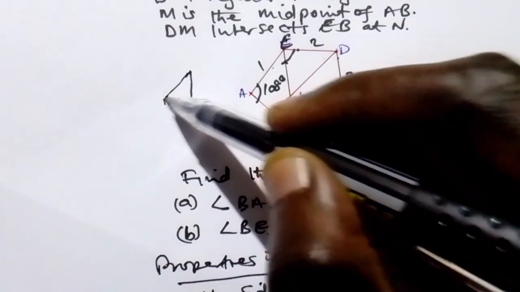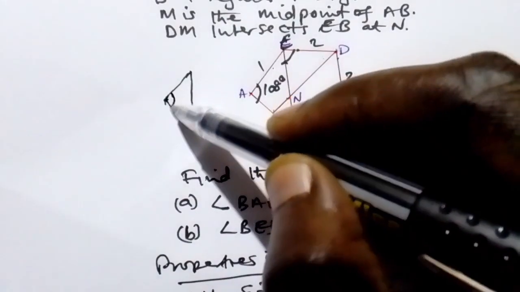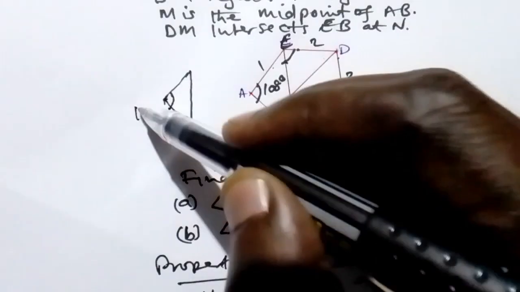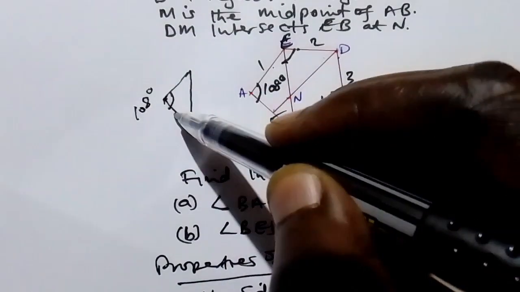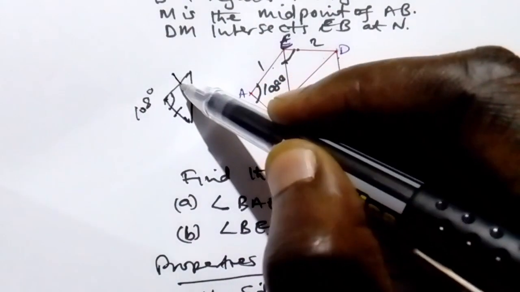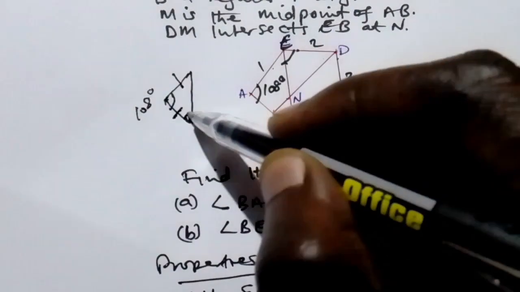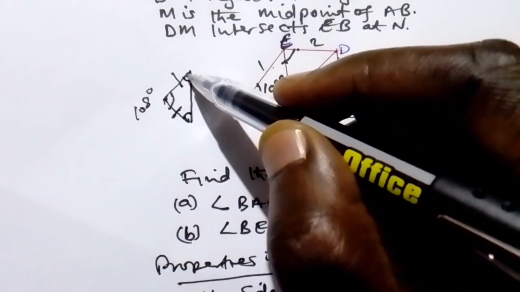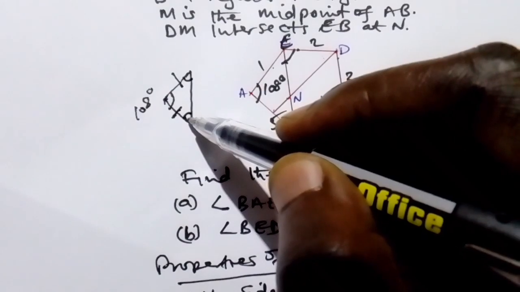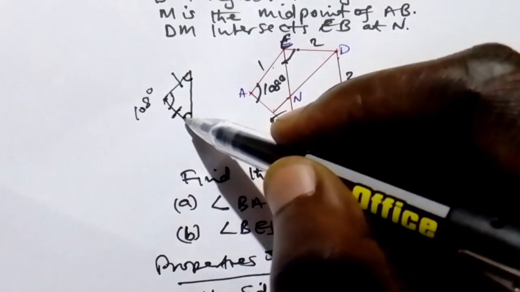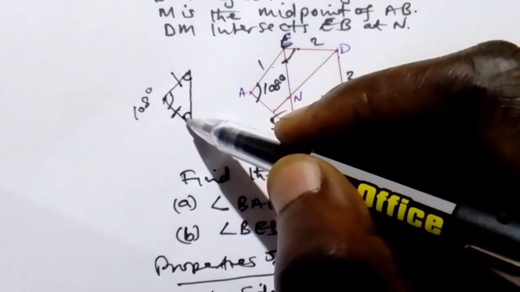This is an isosceles triangle. Already we have got this angle to be 108. So this side is the same as this side. So it means that we can get this angle and this angle. And this angle is equal to this angle, because this is an isosceles triangle. This angle is equal to this angle.